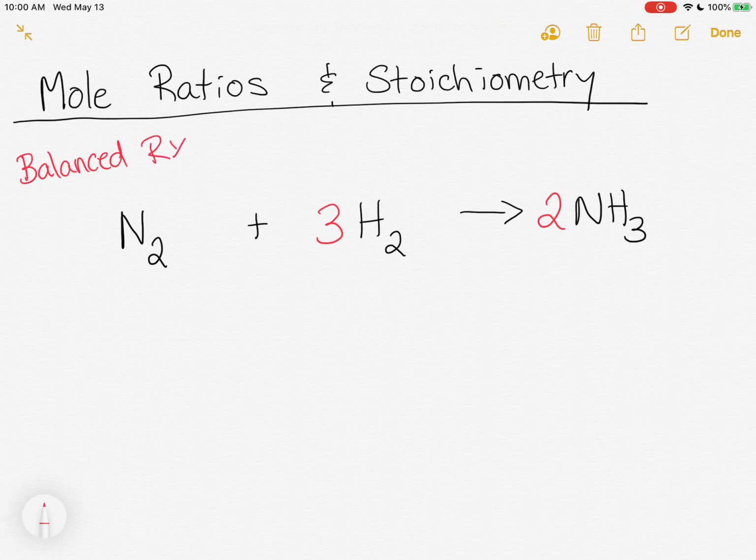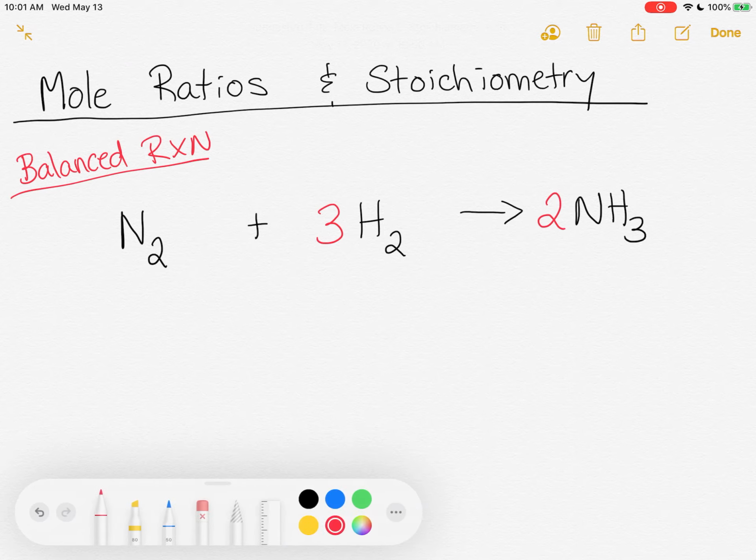So the most important thing is to have a balanced reaction. You can't do anything in chemistry if your reaction isn't balanced. And you definitely can't do anything with mole ratios or stoichiometry if you don't have a balanced reaction. Even if you're pretty sure that it's balanced, double check, make sure the reaction is balanced. It is the most important part, because if you do not start with a balanced reaction, all of your calculations will be entirely wrong. Okay, you want to make sure that we start with that balanced reaction.